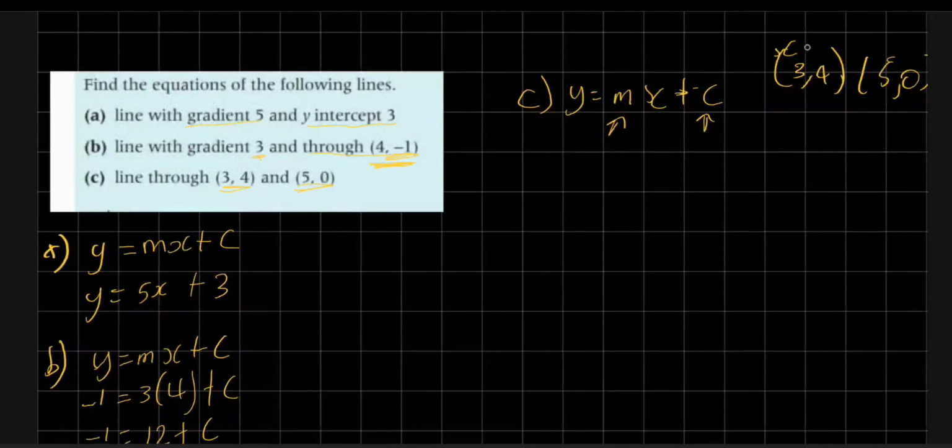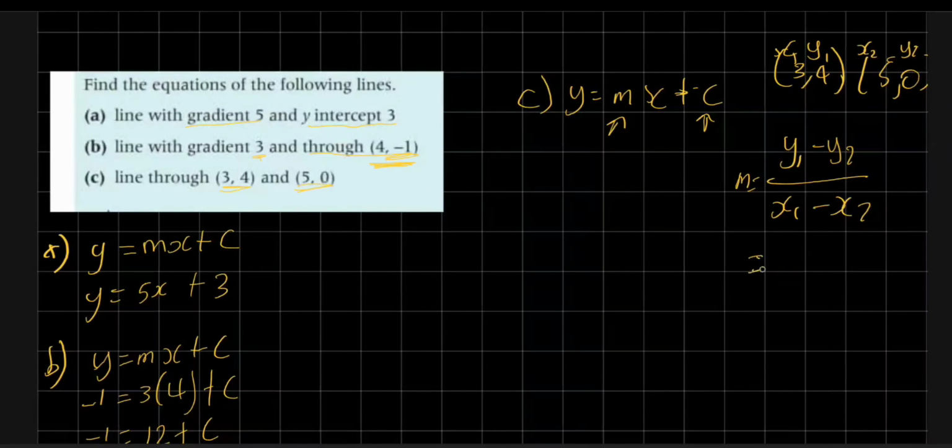So let's call this one x1 and y1, and let's call this one x2 and y2. To find the gradient is the change in y over the change in x. So it will be y1 minus y2 divided by x1 minus x2. That will be the gradient.